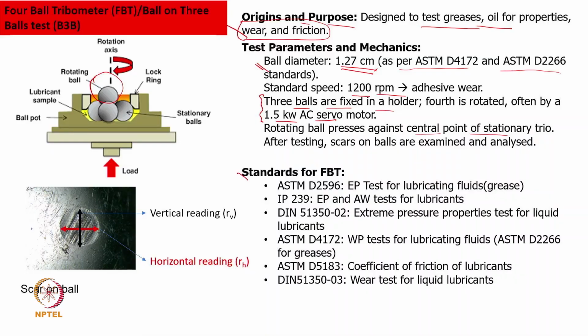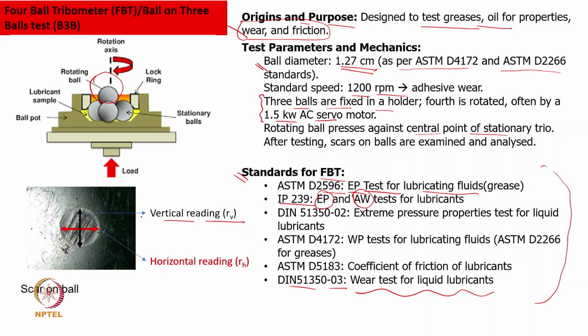As I say, for the 4-ball tester there are a number of other setups that can be done. This standard is basically for the EP test. EP stands for extreme pressure test, and that can be done. If I follow IP239, we can go ahead with a lubricant test for extreme pressure as well as the anti-wear additives test also. So these are the possibilities, and there is a DIN standard which is used for the wear test. So this is possible, and as I said, the bottom balls get scars.